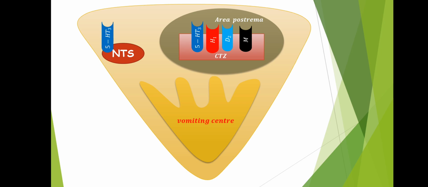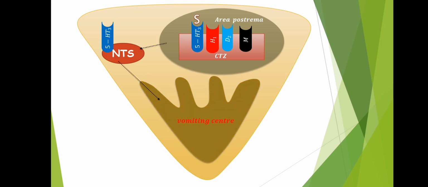Now since we are talking about the serotonin 5-HT3 receptor, we will concentrate on that only. So whenever serotonin binds with the 5-HT3 receptor of the CTZ, that is the chemoreceptor trigger zone, then what will happen? It will cause activation of this chemoreceptor trigger zone, which in turn causes activation of the area postrema. Activation of the area postrema will cause activation of the nucleus tractus solitarius, which in turn will cause activation of the vomiting centers. Okay, so when the vomiting centers get activated, then what will happen? Obviously vomiting will be taking place.